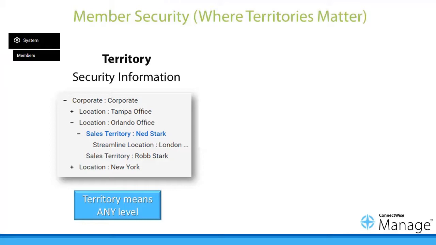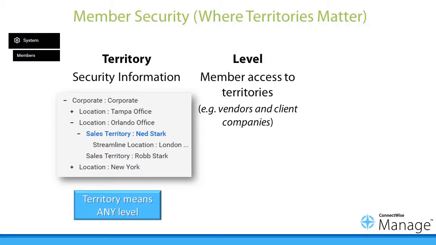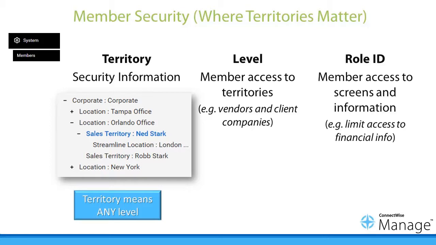As you recall, the company's structure tree is designed to enhance billing options, including security. Once you create a territory in the structure tree, you can limit member access to information on specific clients. You have 2 areas on the member page to assign security. The first is level. Use it to limit member access to a territory and the vendor and client companies associated at that level. Here, territory is a collective term which means any level. The second setting for security is Role ID. The Role ID will limit access to specific screens and functionalities like finance reports.